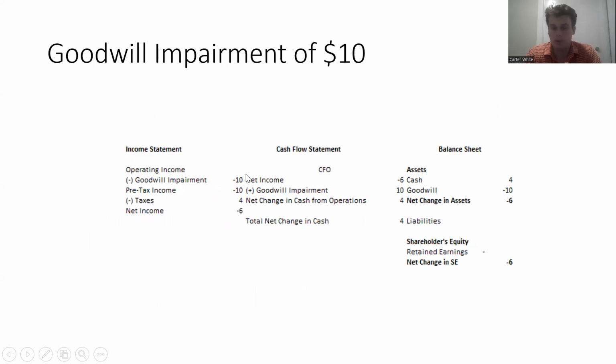So here's how goodwill impairment works. Maybe I bought this company and there's $30 of goodwill created. Maybe something happens with this acquisition. It doesn't go very well. And I perform goodwill impairment testing and I decide that we're going to impair the goodwill by $10.